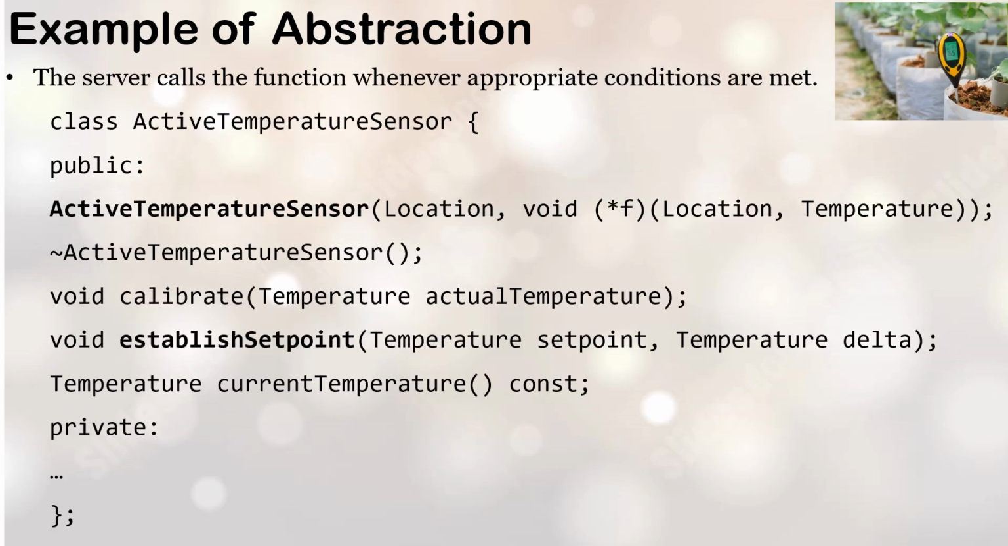The callback function is named active temperature sensor. It has a constructor with two parameters, location and temperature. Now earlier we saw that in the passive type, the constructor takes only location as the parameter, only one parameter. Whereas here, the active type takes location and temperature as the parameter. There is a function establish set point to set the critical temperature.